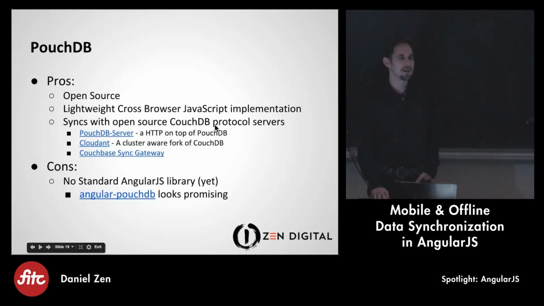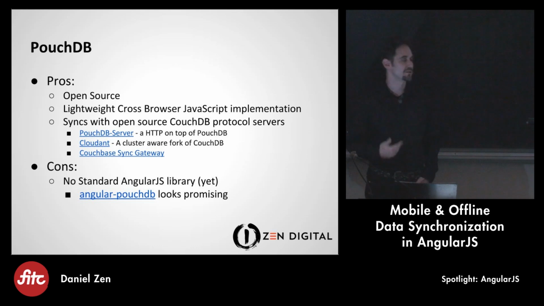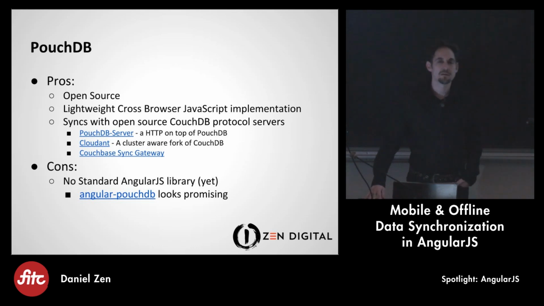So PouchDB is where I'm going to focus today, as I probably gave away early, also in the URL for this talk. So the pros: it's open source, and I'm a big fan of open source, like AngularJS. Lightweight, cross-browser JavaScript implementation. It syncs with open source CouchDB protocol servers, and there are several. There's PouchDB Server, which adds HTTP to a PouchDB application. There's Cloudant, there's Couchbase, and of course there is the original Apache CouchDB implementation, which is what I'm going to be doing my demo with here.